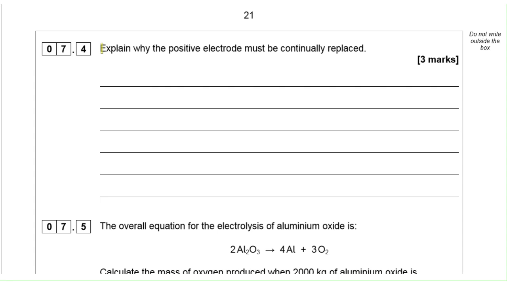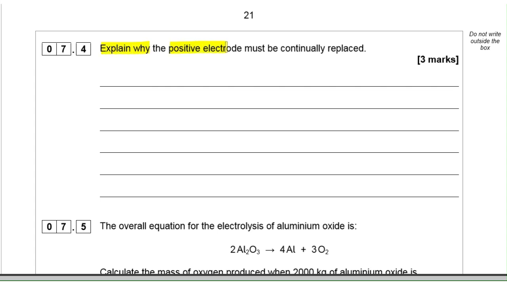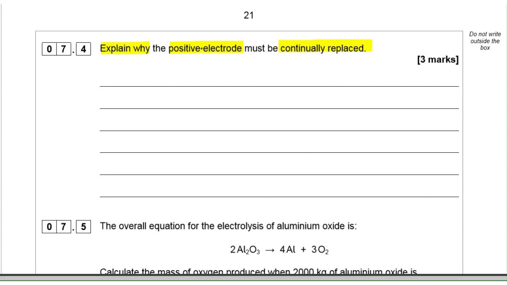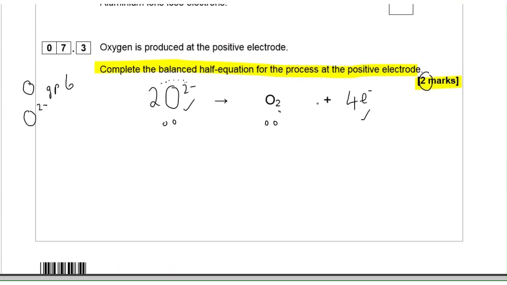Over the page, question 7.4. Explain why the positive electrode must be continually replaced, for 3 marks. This is something that comes up now and again, but it is in the syllabus and it is worth remembering. So let's have a look at this. Look back at question 7.3.